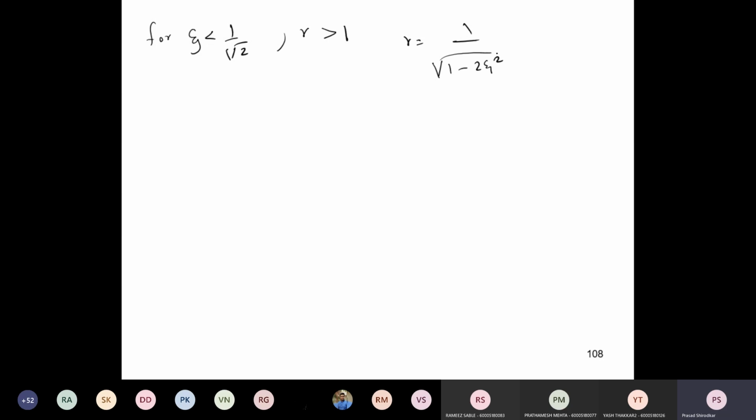Before plotting the curve, I would like to discuss a few more points. If you have any questions, please ask immediately. For zeta less than 1 by root 2, r is greater than 1. Whenever zeta is less than 1 by root 2, r will always be greater than 1. R is 1 upon square root of 1 minus 2 zeta square. So the term under the root will always be less than 1, so the reciprocal of that will always be greater than 1.